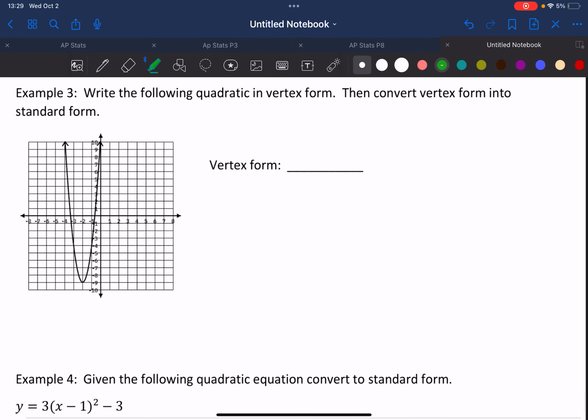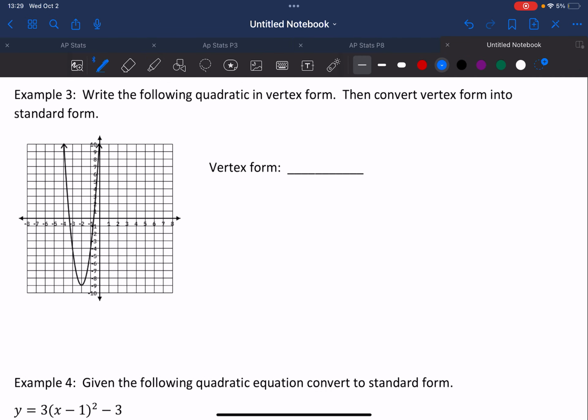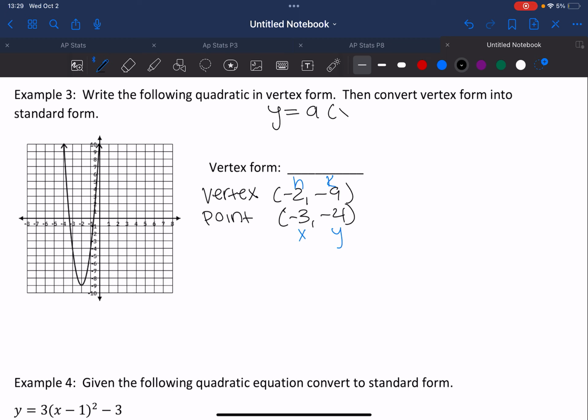Example 3 wants us to write the equation in vertex form. So that means we need the vertex. So our vertex is (-2, -9), and then we need a point, which is any point on the parabola. So I'm going to use (-3, -4). So we know this is h, k, and this is x, y. And our vertex formula is y is equal to a(x minus h) squared plus k.